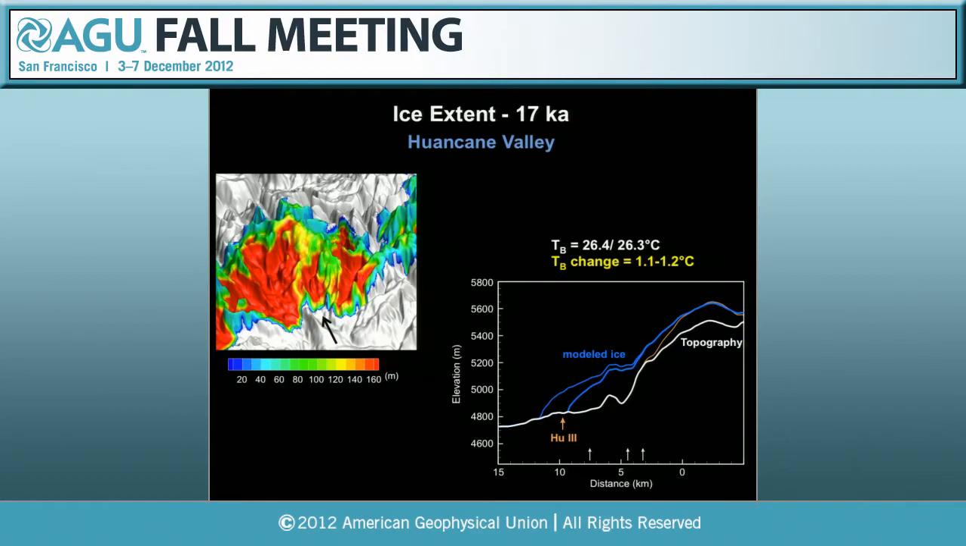And to actually simulate the extent of the LGM moraines, we only need a temperature difference of 1.1 to 1.2 degrees C. So that is kind of consistent with the Margot project, but again, at the very low end of temperature ranges that have been suggested.